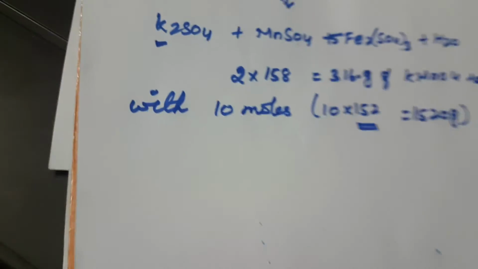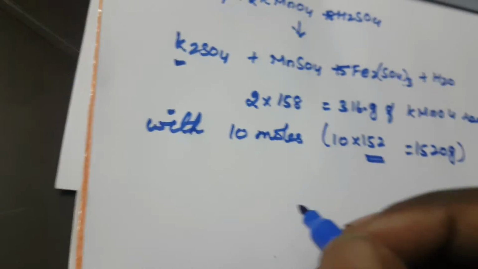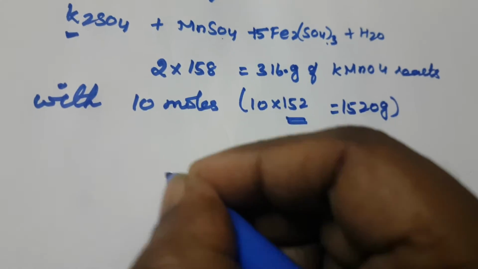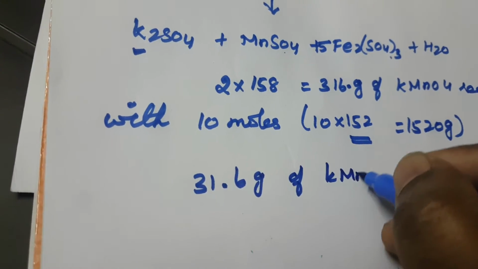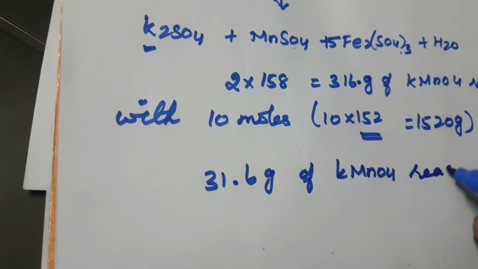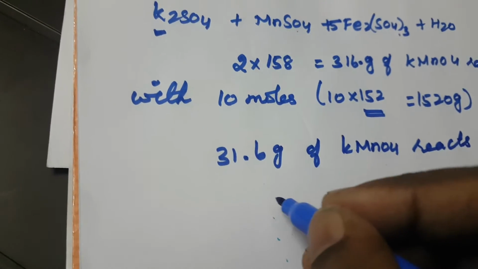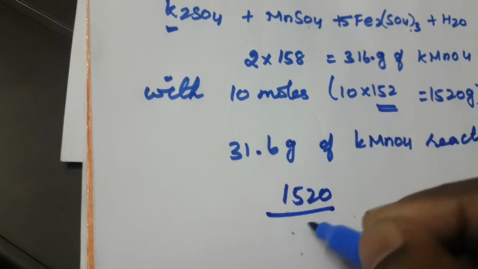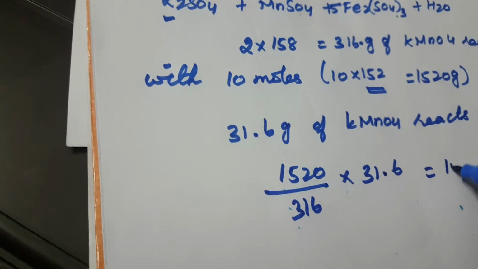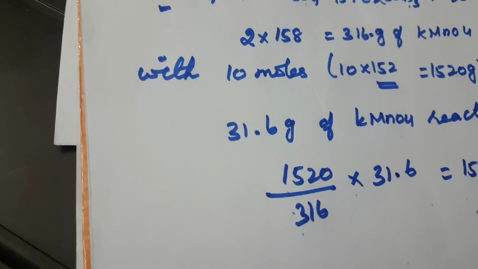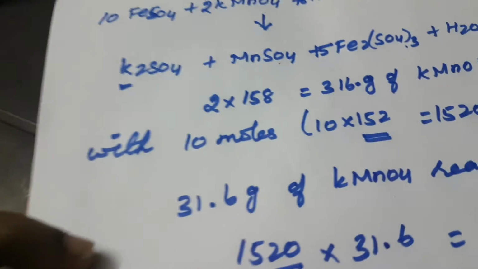So 31.6 gram of KMnO4 reacts with, so how much? 1520 divided by 316 into 31.6 equal to 152 gram of ferrous sulfate. So what is the meaning for this calculation?